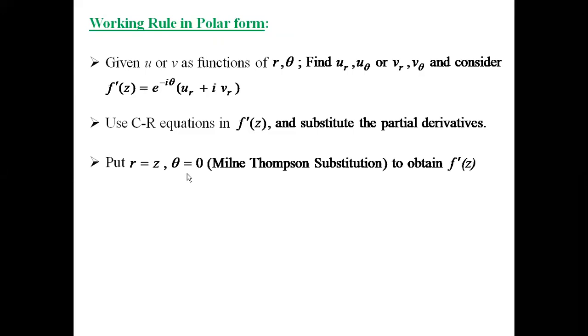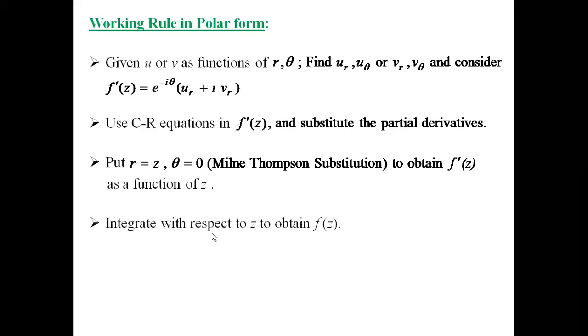r is equal to z and theta is equal to 0. This helps us to obtain f dash of z as a function of z. So substituting MTS, Milne-Thomson substitution in the polar form, r is equal to z and theta is equal to 0, it will help us to reduce f dash of z as a function of z. So that by integrating with respect to z, we obtain f of z as a function of z. So this is the procedure in the polar form to obtain the analytic function f of z given its real or imaginary part. Now we can see problems on the same.